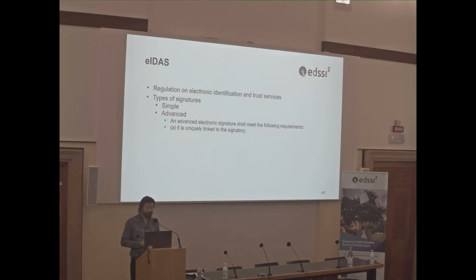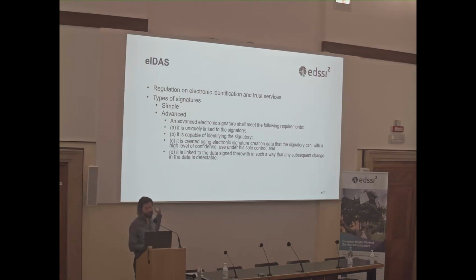Basically, it is uniquely linked to the signatory. It is capable of identifying the signatory. It is created using electronic signature creation data that the signatory can, with a high level of confidence, use under his sole control. And it is linked to the data signed therewith in such a way that any subsequent change in the data is detectable. So maybe this sounds familiar. These were the four points I talked about early on. If all these four points are achieved, then you have an advanced signature, according to eIDAS.